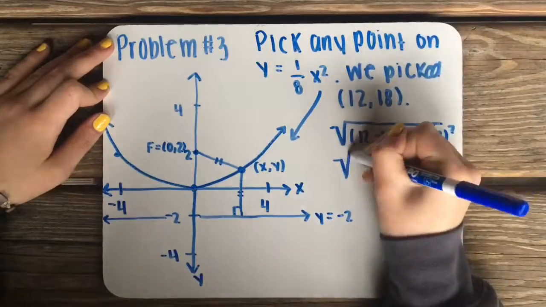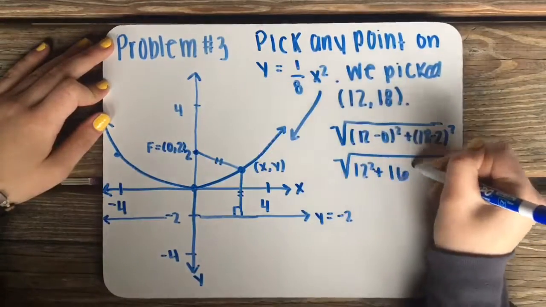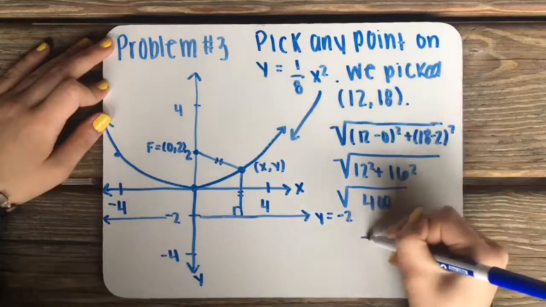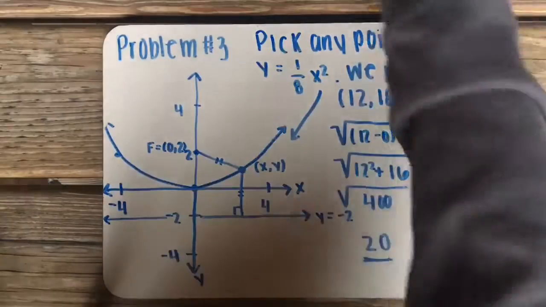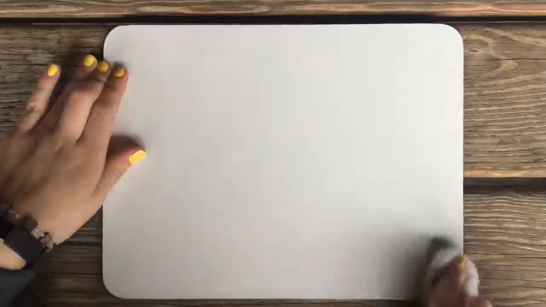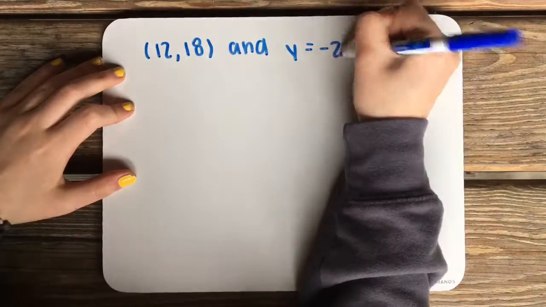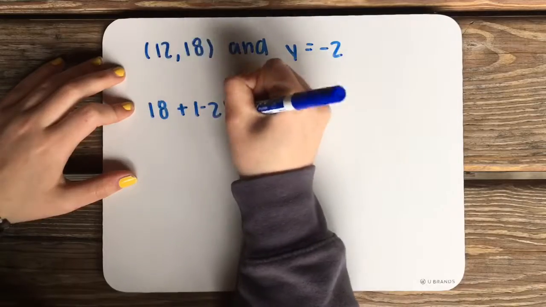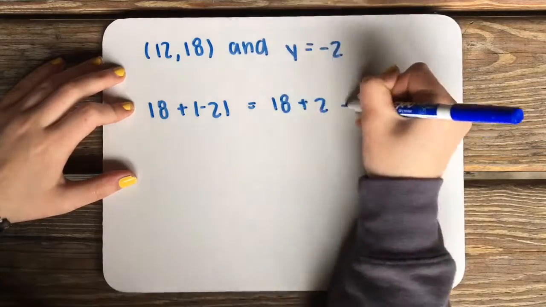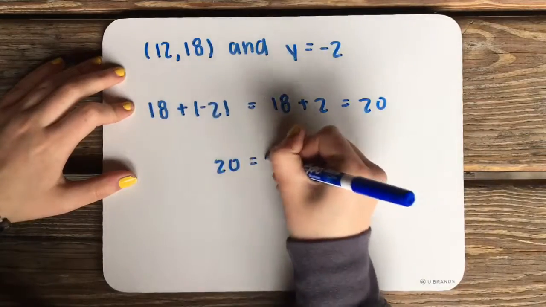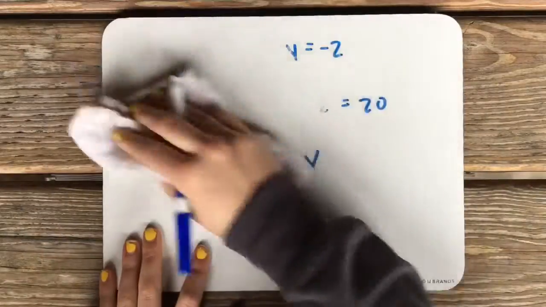Now finding the distance from our focus to our point 12, 18, we get the value of 20. Then we find the distance from our directrix to the point 12, 18. You can never have a negative number as a distance, so you take the absolute value of negative 2 minus 18, which is 20, and both equal 20, meaning they're equidistant.